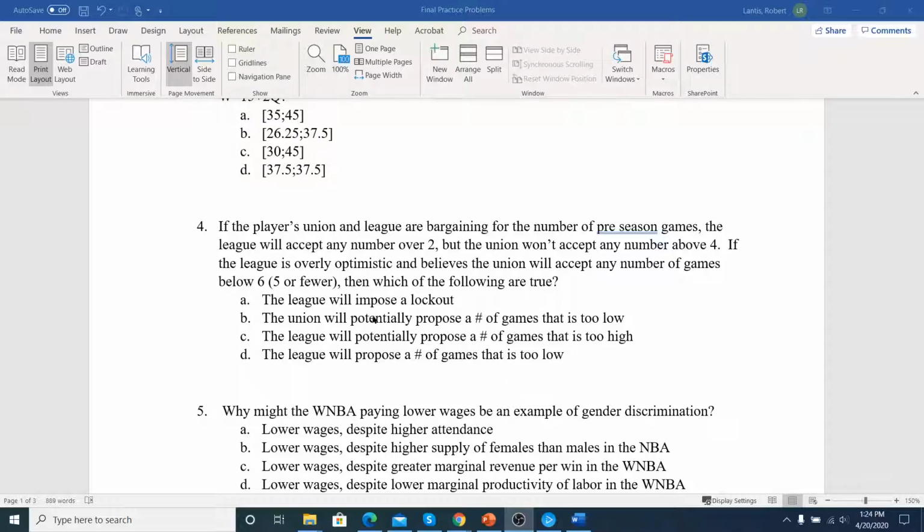And then the union will potentially propose. No, the union doesn't have incorrect beliefs here. It was the league that had incorrect beliefs about the union. So we have C there.